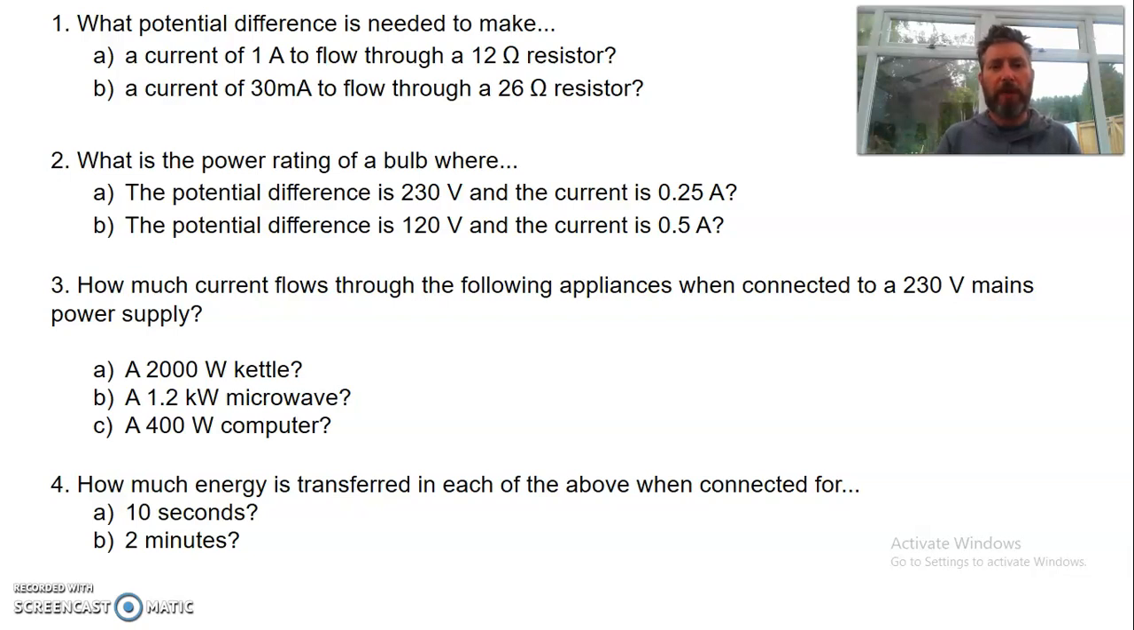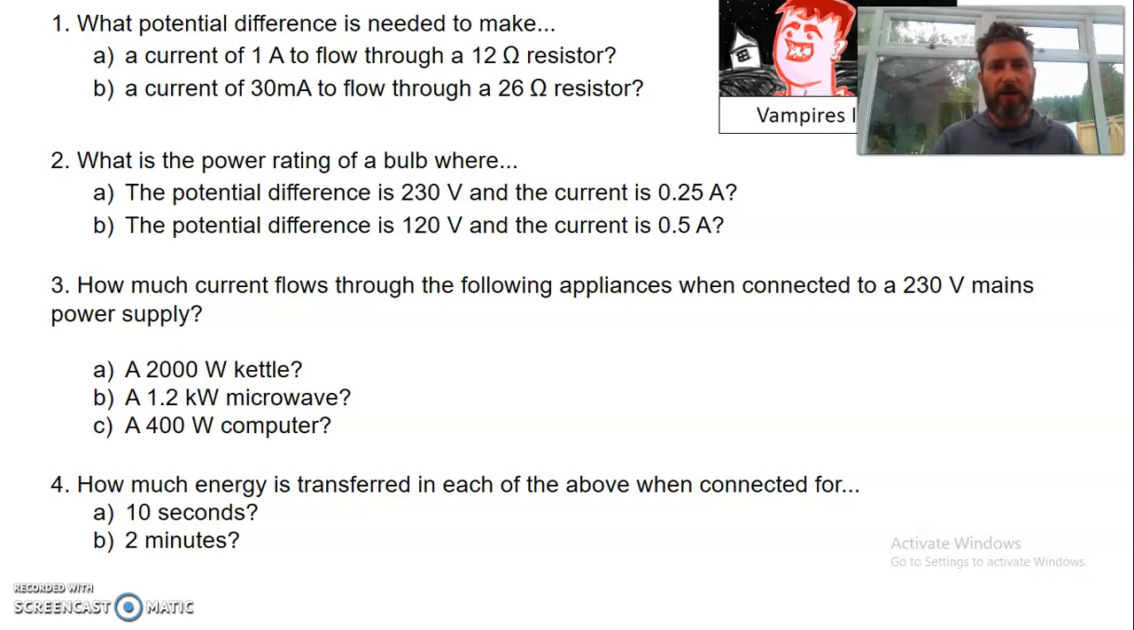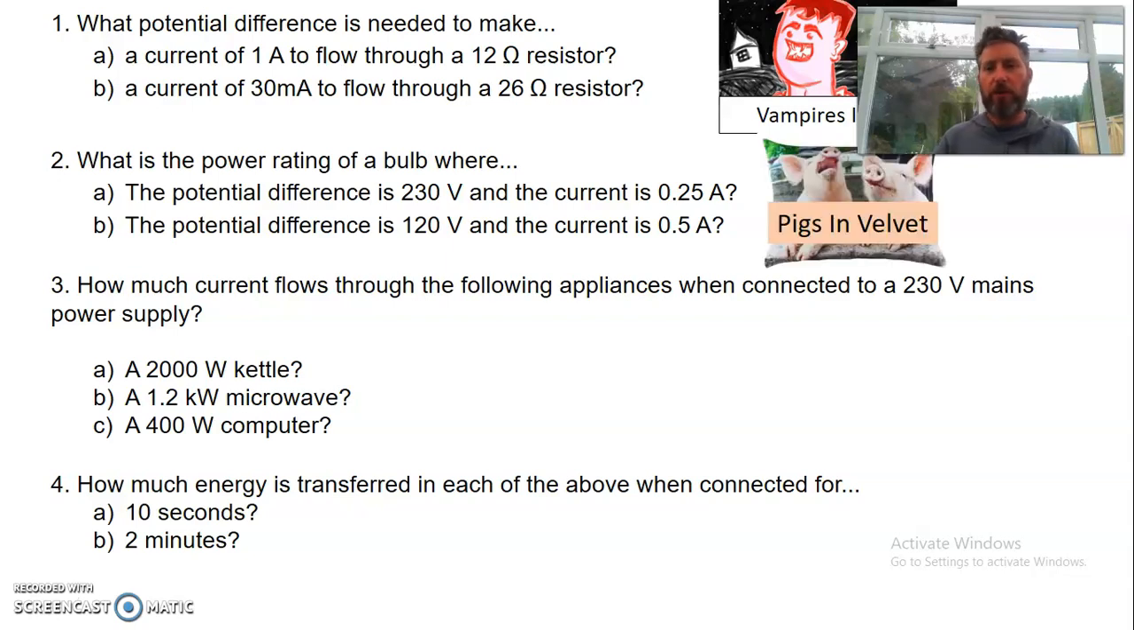First one, what potential difference, i.e. voltage, is needed for a 1 amp current to flow through a 12 ohm resistor, and then a 30 milliamp, so that's 30 thousandth of an amp, to flow through a 26 ohm resistor. So what equation do I need? Well, I've got V, I've got I, I've got R. That's vampires in red. Second one, power rating. I've got a voltage and I've got a current. So for question 2, it's pigs in velvet.